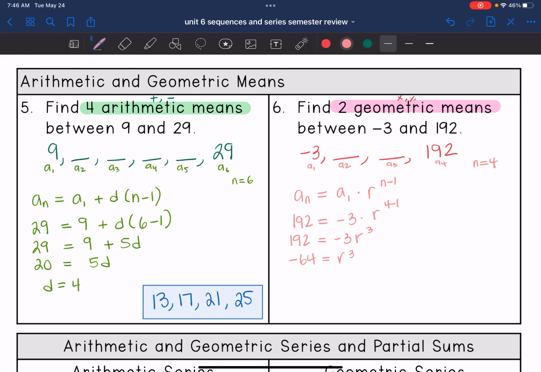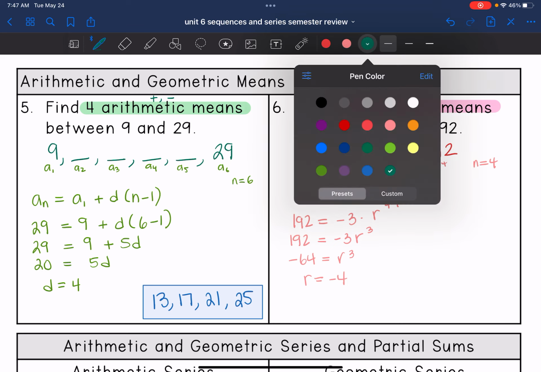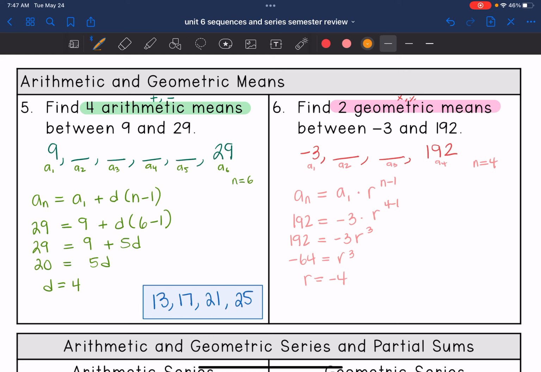And that gives me negative 4. So r is negative 4. So this is geometric, means that they're multiplying by negative 4 the entire time. So starting with that negative 3, if I multiply that by negative 4, that gives me positive 12. Positive 12. And then if I multiply by negative 4, that gives me negative 48.